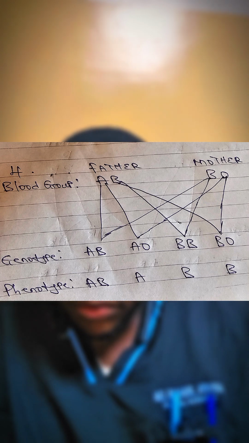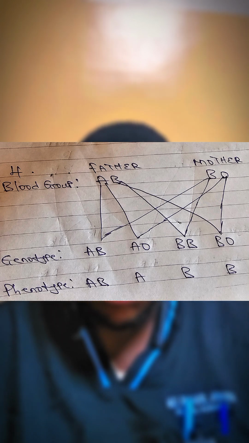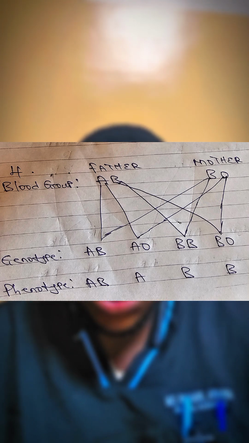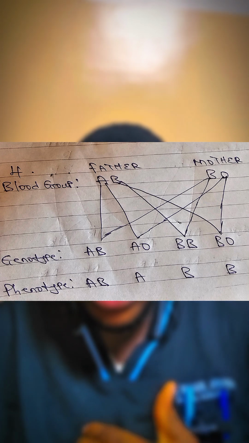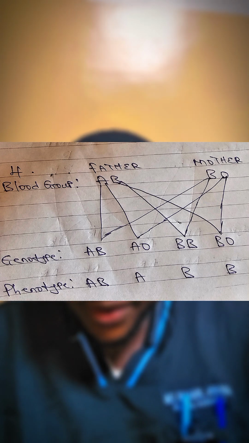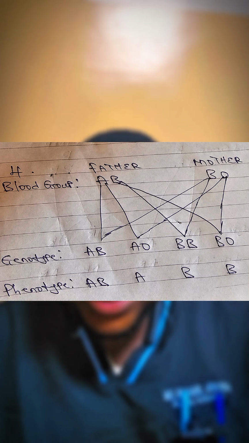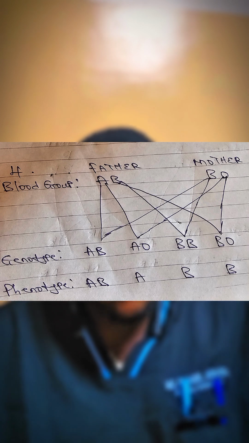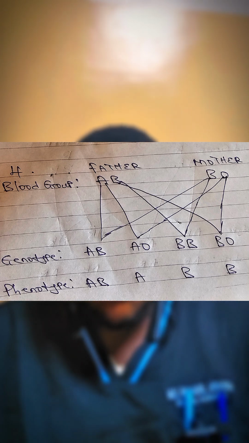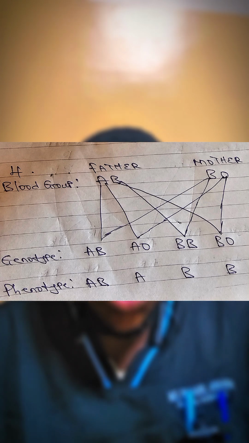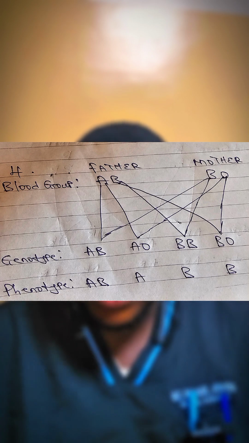Now if you look at the child who is blood group A, though phenotypically he is blood group A, genotypically he is a heterozygous A. Now look at one of the children who is blood group B. Phenotypically he is blood group B, genotypically he is a homozygous B. And they also have the probability of giving birth to a child who will be blood group B, but genotypically will be a heterozygous B. Now this is the blood grouping system.